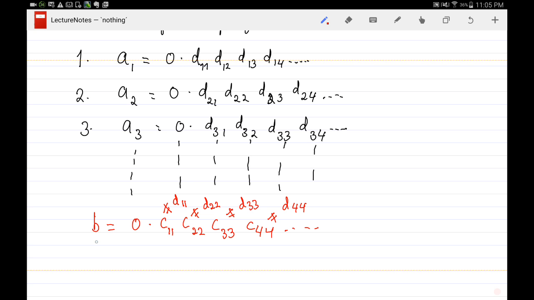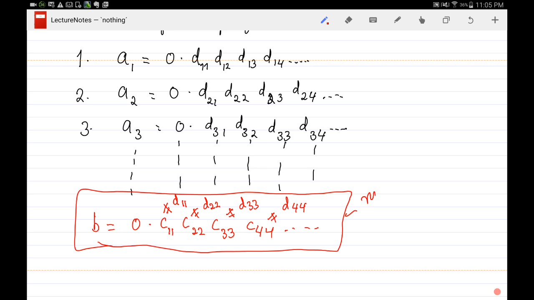So the claim is that this number B is a very special number. It's not on our list. So, not on list. How do we say that? Well, consider the following. Look at A1. Can B be A1? Well, it can't be A1 because A1 has D11 after the decimal point, but B has C11, which was by construction not equal to D11. Can B be equal to A2? Well, it can't be A2 because A2 for its second digit after the decimal point has D22, but we chose C22 in such a way that it's not equal to D22.